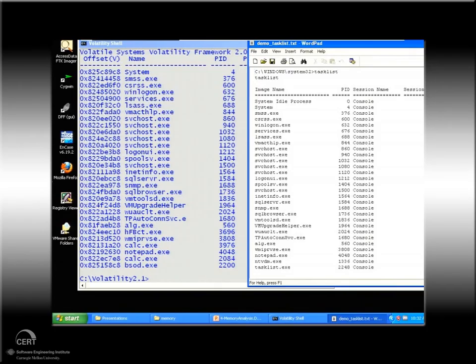So calc is missing. Calc is missing from where? The right side. Does everyone see that? See calc? There's two things on the bottom there in the Volatility output, but you don't see calc anywhere over here, right? You'd also notice that the BSOD is also not showing up over here. WUACLT.exe, I think it says. No, you got that one right here.